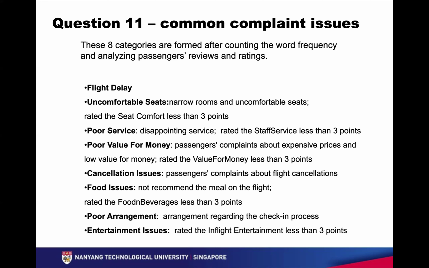And the next one is about the cancellation issues. And the next one is about food issues. In this part, passengers who don't recommend the meal on the flight also rate the food less than 3 points. And then it's about poor arrangement. Passengers mainly complain about the arrangement regarding the check-in process. And the last one is about entertainment issues. Passengers rate the in-flight entertainment less than 3 points.